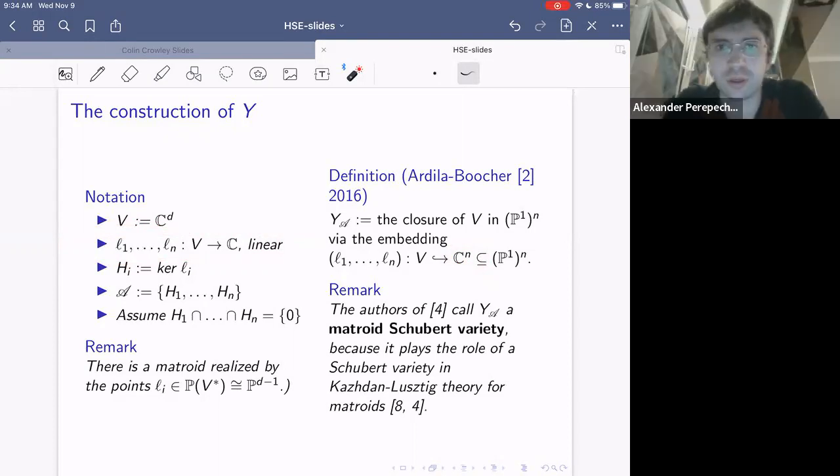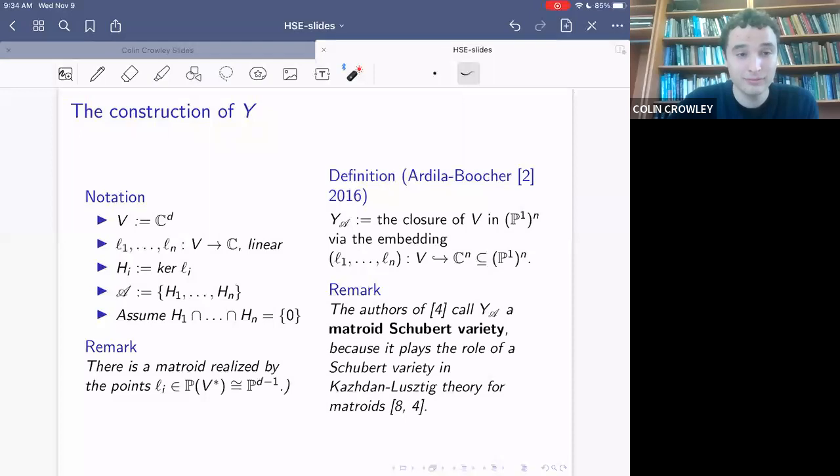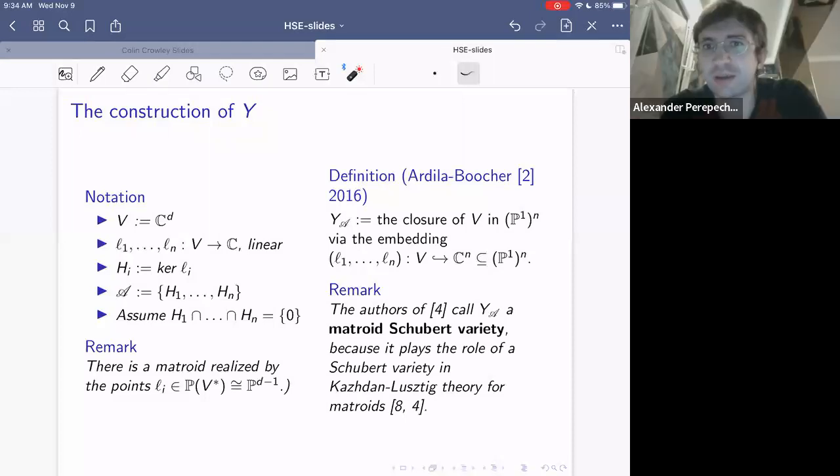I also have a question. You write y subscript a. So y depends on a, but does it depend? Well, we can have different a's, different linear functions that give the same embedding, the same subset in Cn, and the same variety. So is it usual that different a's give rise to the same Schubert variety or not?